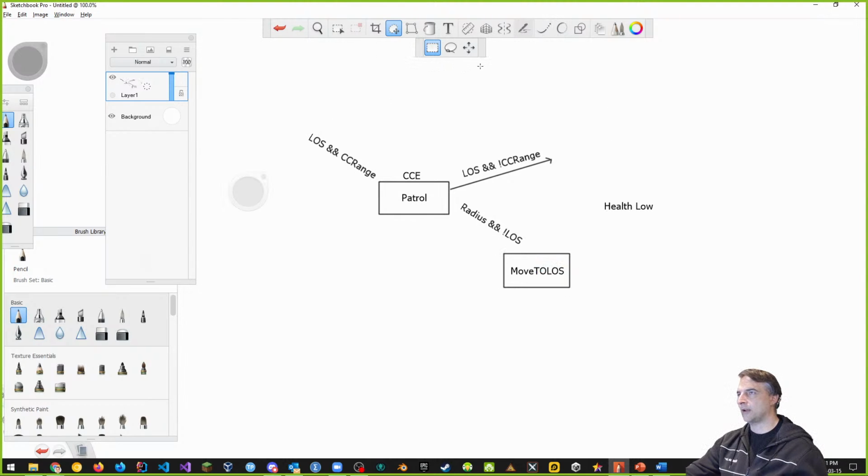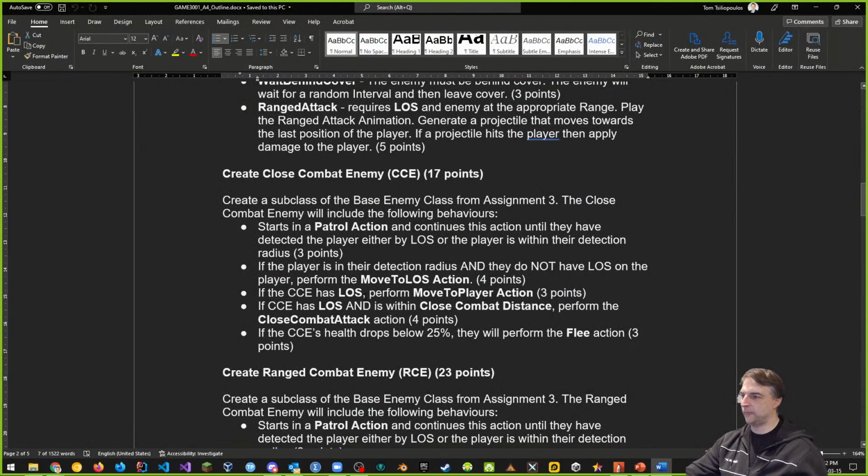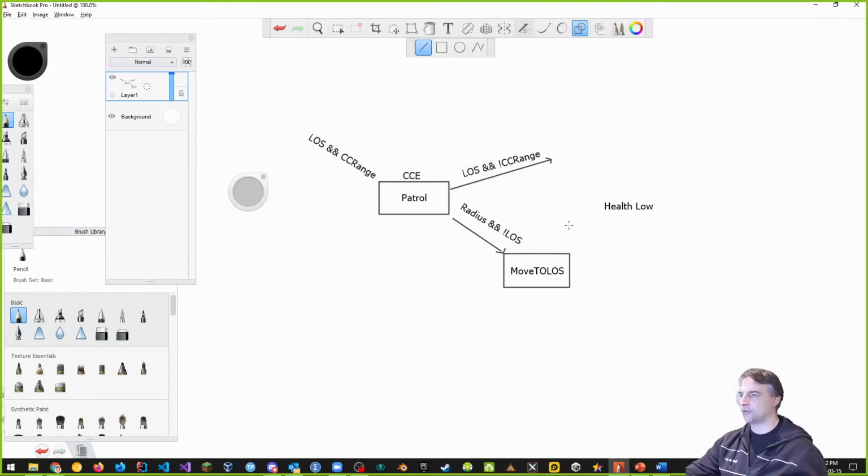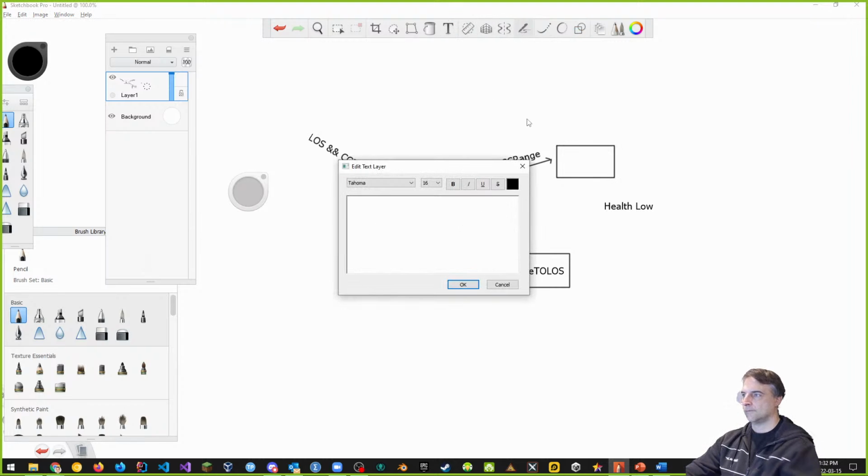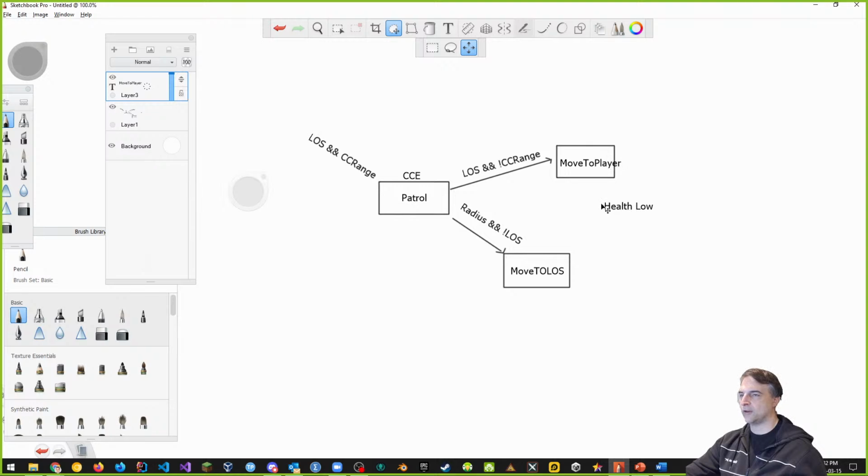And I'm drawing this out for you because I want to try and help as much as possible. I don't want to hinder. That's not the intent here, right? But I want to move to line of sight, so I got to do this. What about line of sight? I have line of sight, but I'm not in close combat range. I have to move to player action. So that's what I want to do. So let's do that over there. Move to player. That is the action that I'm going to take, or that is my transition. That is my state. I'm moving to the player.